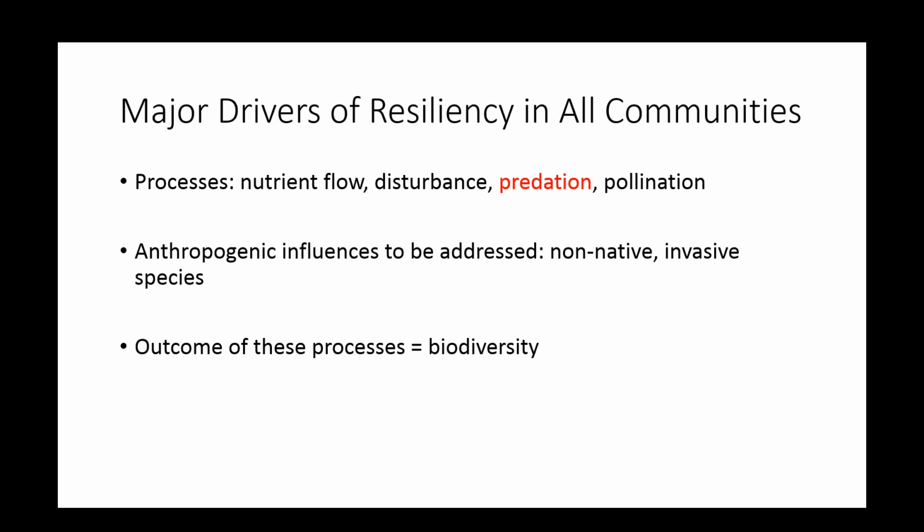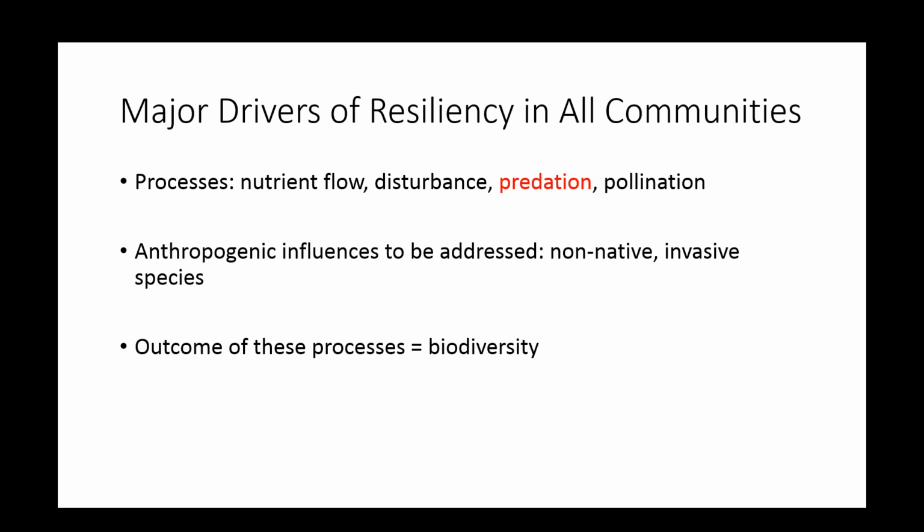And so major drivers of resiliency in all communities, from wetlands to prairies to alpine areas, are processes. Very fundamental processes such as nutrient flow, the carbon cycle, disturbance, the sort of disturbance with which these communities that involve plants and animals have co-evolved, predation, and I highlight that because that is the underlying theme of today's talk, the role of these apex predators, the trophic cascades, and pollination.